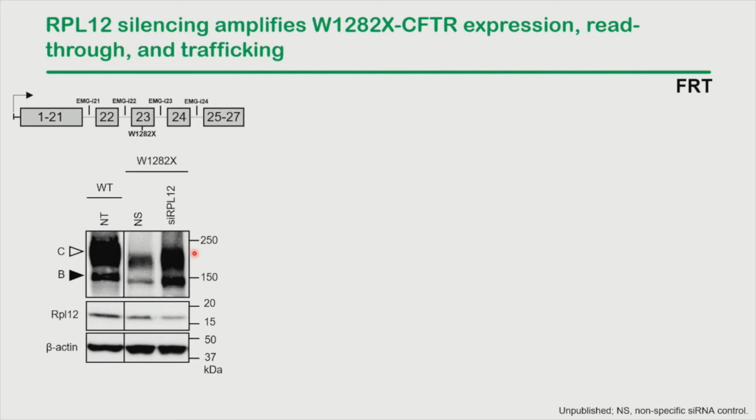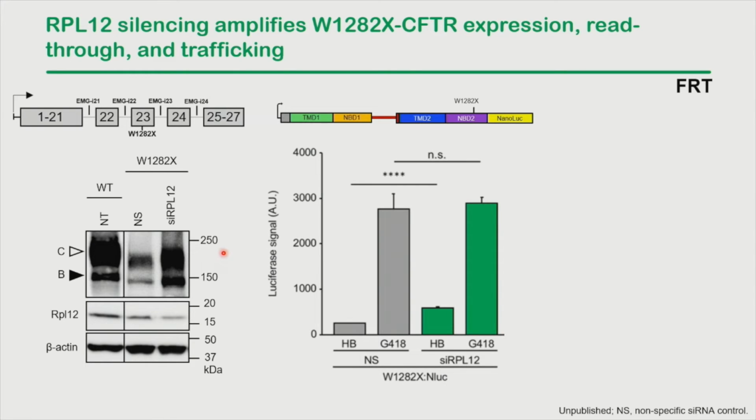When we suppress RPL12, we can see an amplifier type effect where there's more of that truncated band B, more of the truncated band C, possibly some mature band C, colocalizing here around the center point of that wild type band C. But in order to really evaluate if this was the case, we also generated these cells that encoded a C-terminal in-frame nanolute cassette as a measure of read-through.